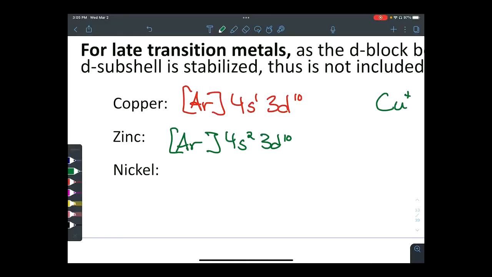Is it sometimes 2+, or is it always 2+? Always 2+. It's one of our fixed cation charges. So just imagine, what 2 electrons are being lost to make a zinc 2+ cation? Which electrons do you think are being lost? The 4s electrons or the 3d electrons? 4s, because they are highest in energy here.